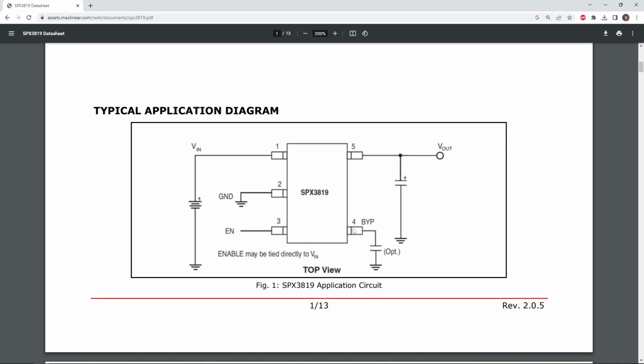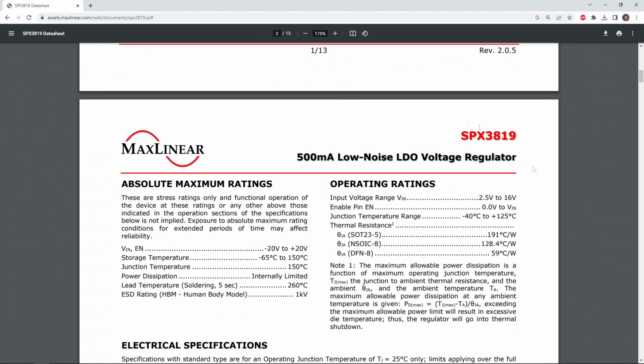In some versions of this device, they also have a bypass pin where we can attach an optional capacitor, maybe 10 or 100 nanofarads, that further reduces the output voltage noise. Another important part of an LDO regulator's datasheet are the operating ratings. We want to stay within the operating ratings and try to stay away from these absolute maximum ratings.